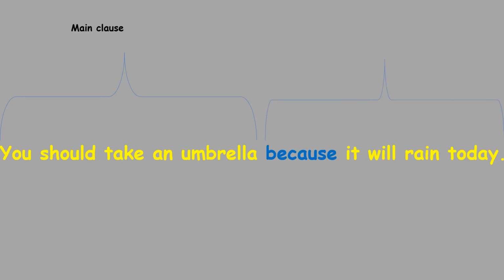Because it will rain today is the subordinate clause, oração subordinada, que começa com a conjunção because, conjunction of cause. And remember, here we don't have any commas, no comma here. Let's see another example for you to understand.